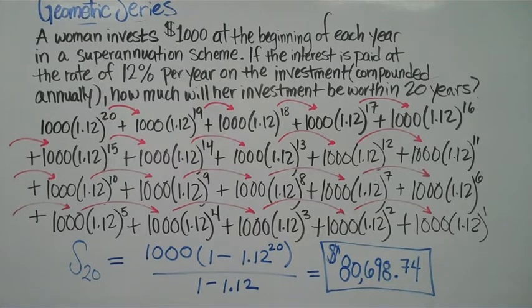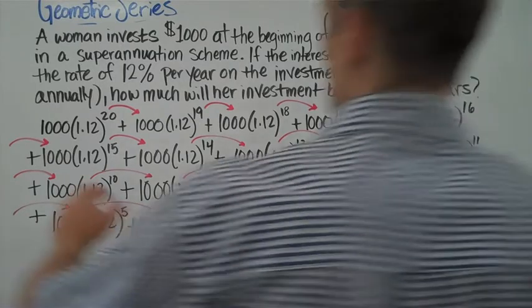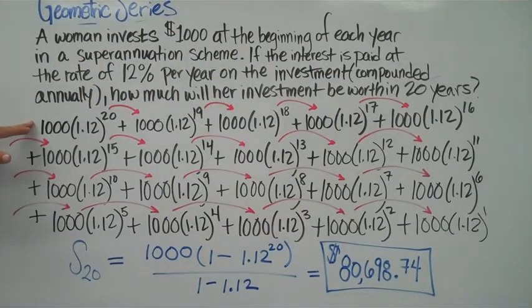The real question becomes, how many years are we going to do this for? Is it 19 or 20? 20 years means we take 19 jumps. Well, let's take a look here. This is what happened 20 years ago. She invested $1,000 at 12% interest, and she's going to get that bump 20 times.